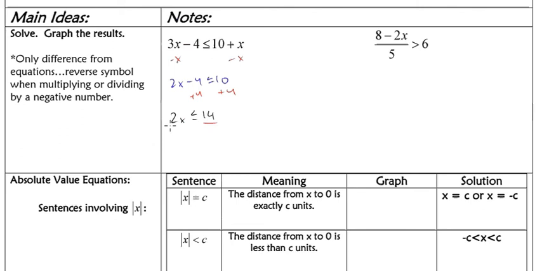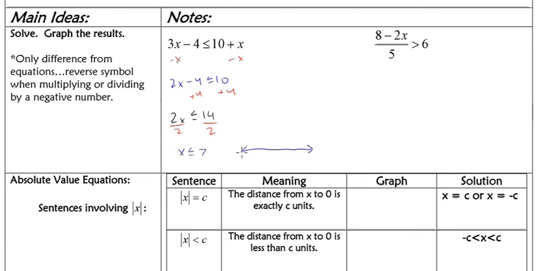Now, when we're dividing by a positive or multiplying by a positive, nothing happens to the inequality. It's just when you multiply or divide by a negative, that's when you'll need to switch those inequalities around. But if you're dividing by a positive or negative, that's just fine. And actually, we end up with x is less than or equal to 7, and let's graph that.